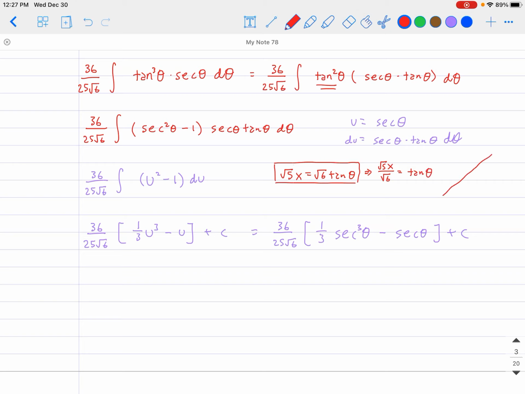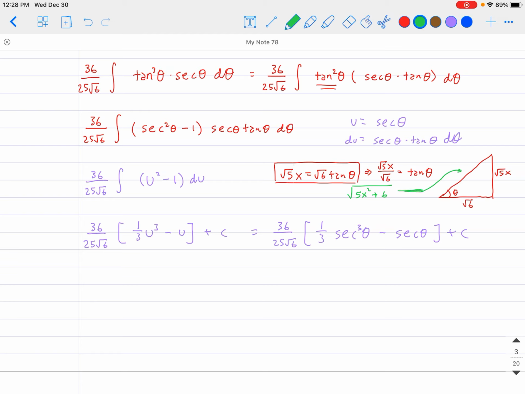For my right triangle, here's what this is going to look like. So here's going to be my angle theta. Tangent is supposed to be opposite over adjacent. So that means that this is going to be my root 5x, and then my adjacent is going to be root 6 then. So using the Pythagorean theorem, this guy right here, the hypotenuse, is going to be 5x squared, and then we have plus 6, and all of that is going to be inside the square root then.